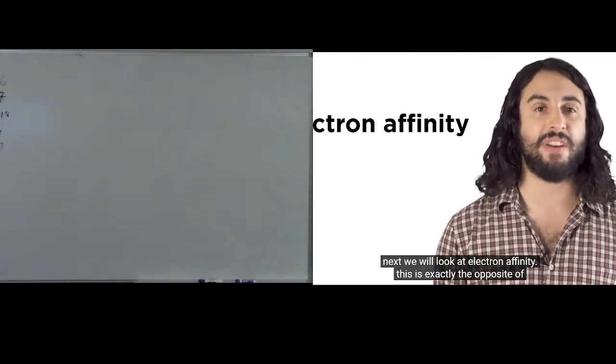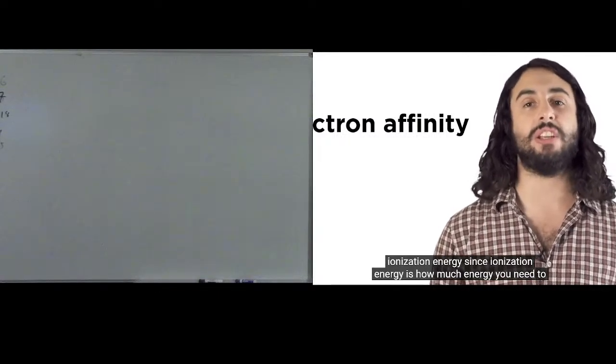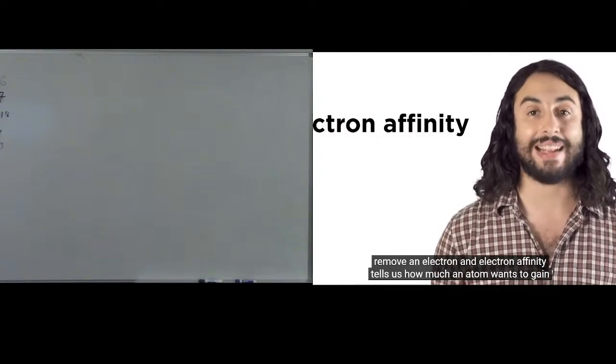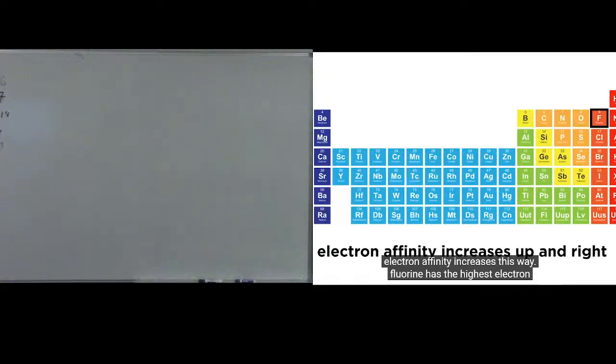Next, we will look at electron affinity. This is exactly the opposite of ionization energy, since ionization energy is how much energy you need to remove an electron, and electron affinity tells us how much an atom wants to gain an electron. Disregarding the noble gases, as their shells are full, electron affinity increases this way. Fluorine has the highest electron affinity because if it gains one electron, it will have a full shell, or a noble gas electron configuration. Looking at the opposite corner, these elements don't want to gain electrons. They would rather lose them. Exceptions to this trend happen for exactly the same reasons as the exceptions to the ionization energy trend.